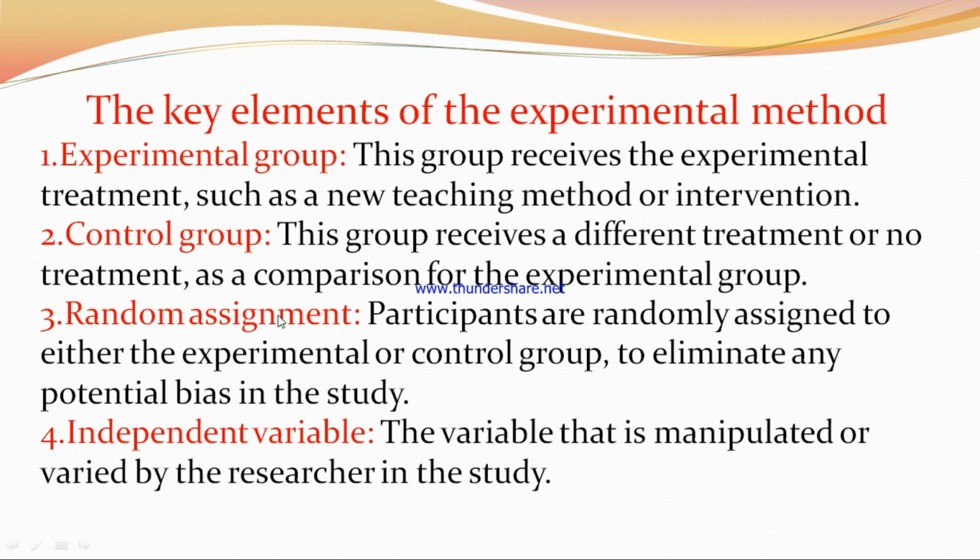Third one is random assignment. Participants are randomly assigned to either the experimental or control group to eliminate any potential bias in the study. Fourth one is independent variable. The variable that is manipulated or varied by the researcher in the study.